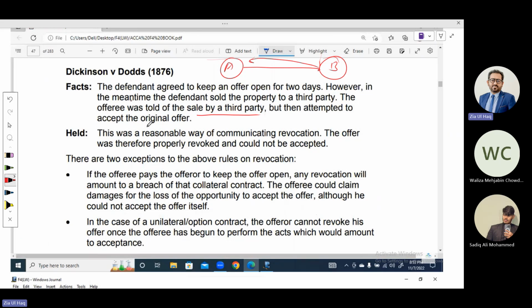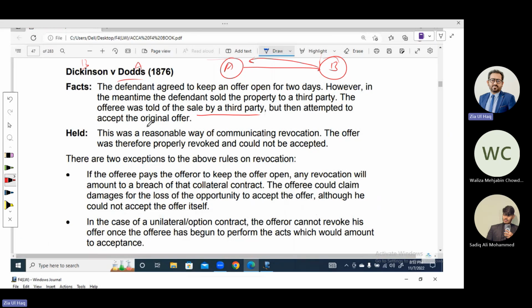So the defendant Dodds agreed to keep an offer open. Here the defendant is A, the offerer, and the one making the claim is B, the offeree. The offerer agreed to keep an offer open for 2 days. However, in the meantime, the defendant, the offerer, sold the property to a third party, and the offeree, B, was told of the sale by a third party, but then attempted to accept the original offer.